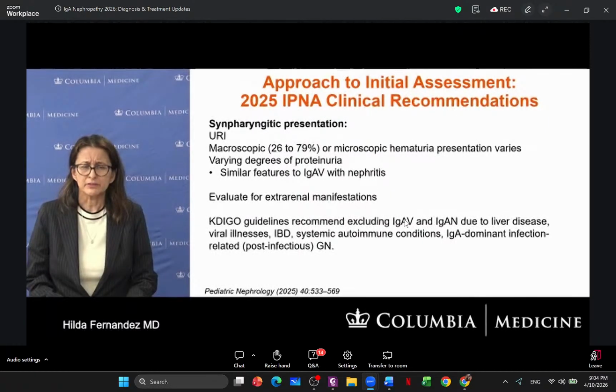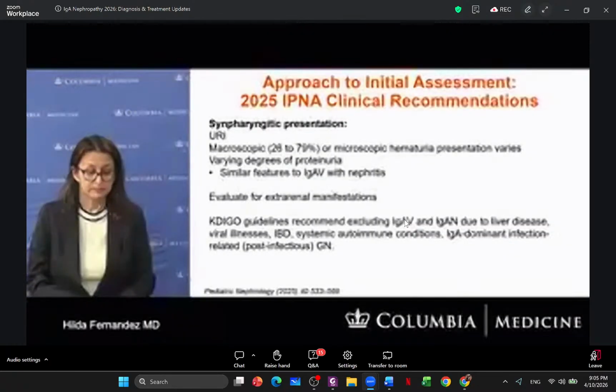So, as I mentioned, we have to take a global picture. There's a large differential for hematuria and proteinuria in children. So we're looking for any extrarenal manifestations, particularly rash, arthralgias, edema, hypertension. We're looking to see if there's any other concerning features, again, any family history or hearing loss, anything else that might point you in a different direction. And also the KDIGO guidelines recommend that we exclude IgA vasculitis and nephropathy due to liver disease, viral illnesses, IBD, systemic autoimmune conditions, IgA dominant infection-related post-infectious GNs.